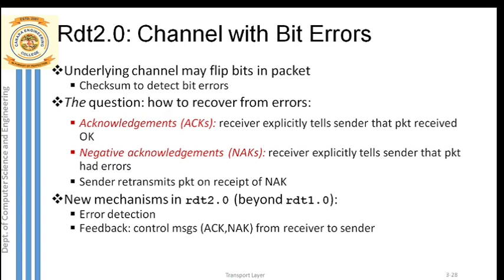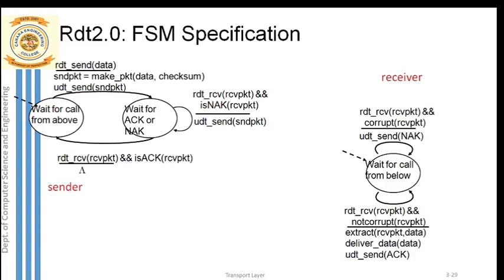So we will see that again. Okay, you can just see this RDT 2.0. This is represented with the help of a finite state machine or transition diagram. So first we will deal with the sender side, then we will go to the receiver. So what is happening at the sender side?